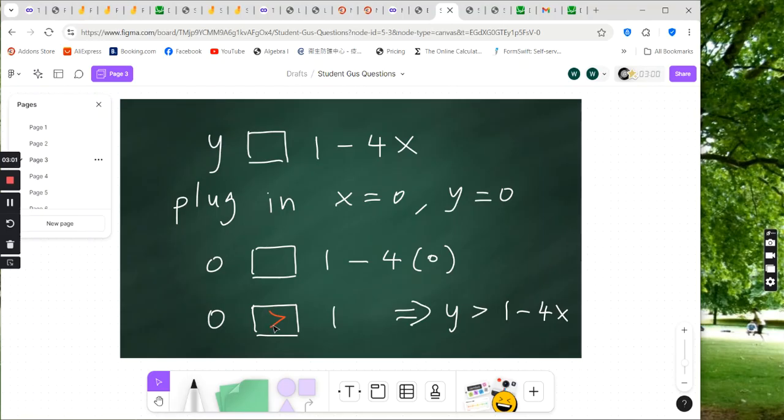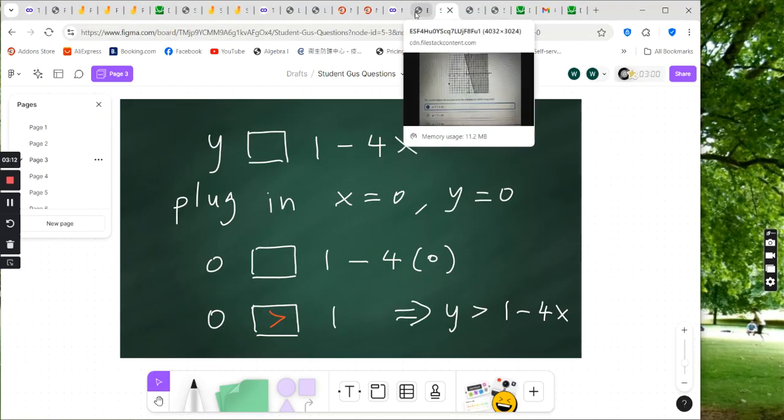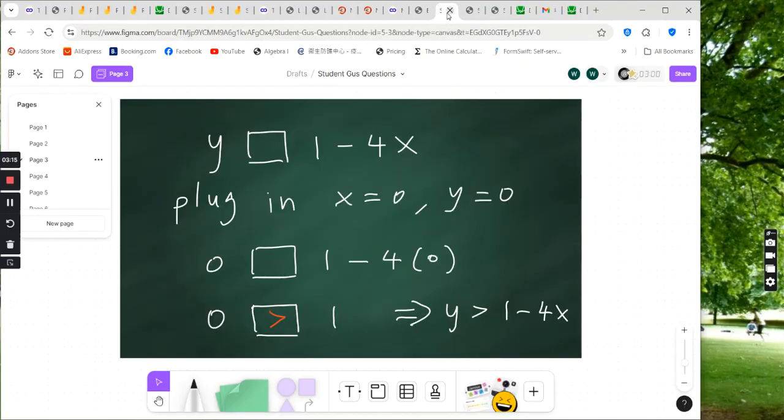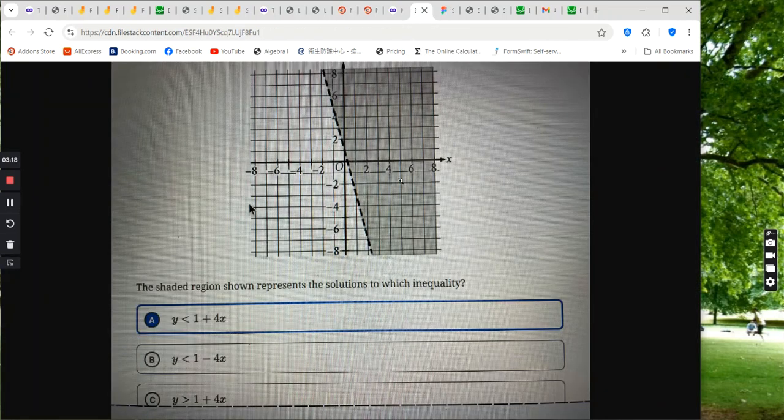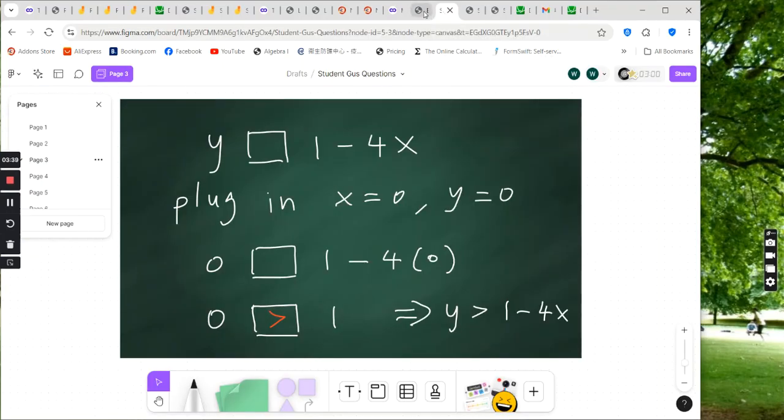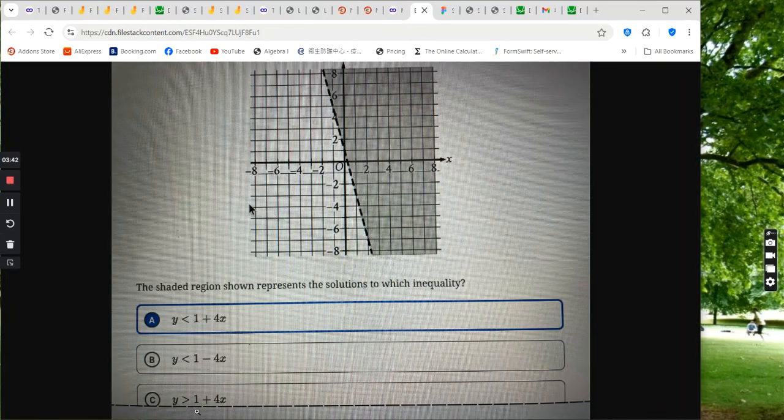And therefore, we can now put this back together. We know it's y greater than 1 minus 4x. So that is the answer. I think it's somewhere below here, so none of these A, B, C is the answer. Choice B is wrong. It needs to be greater than. So, all right, you pick the correct one.